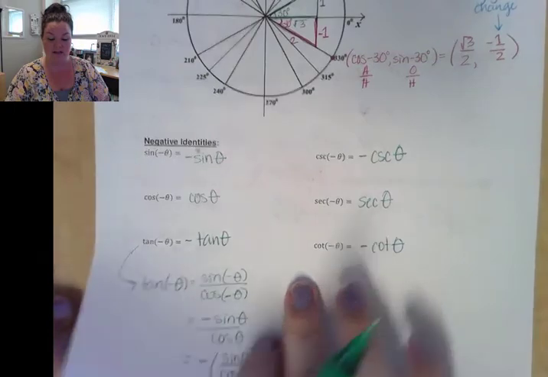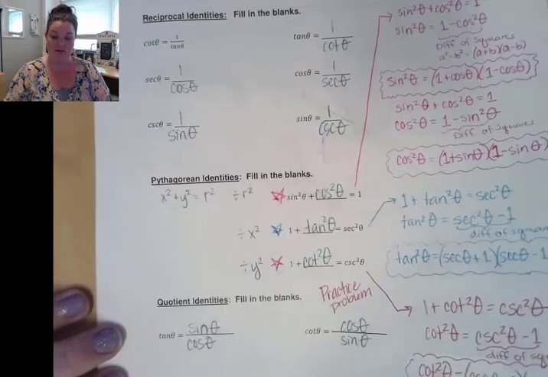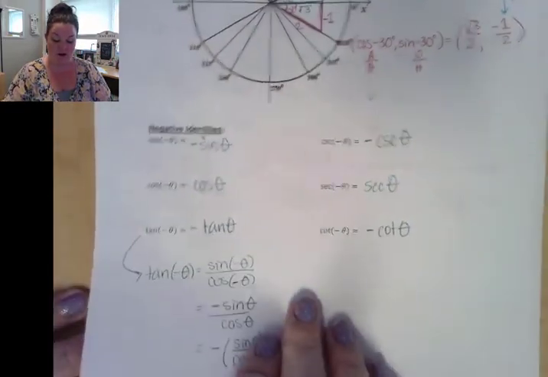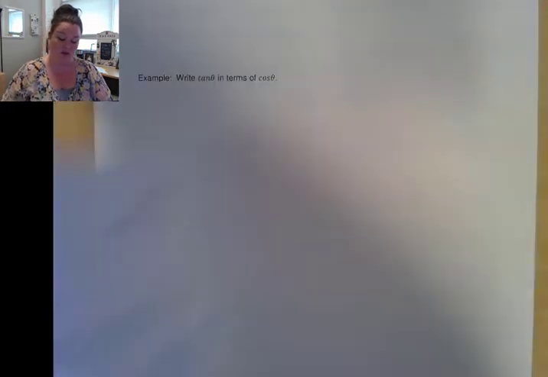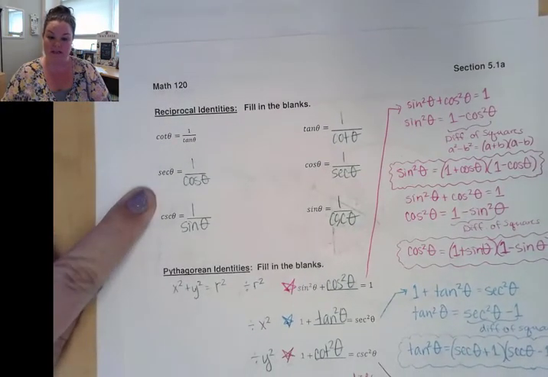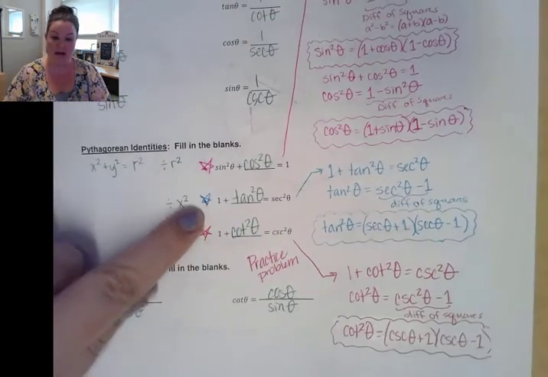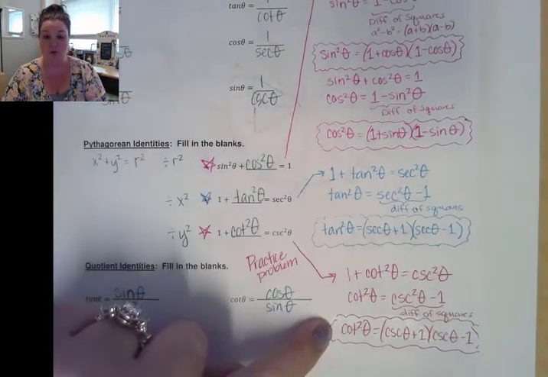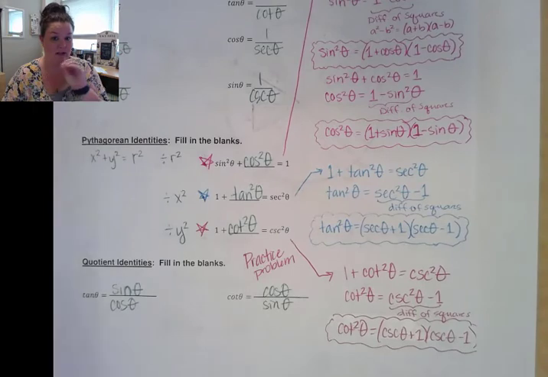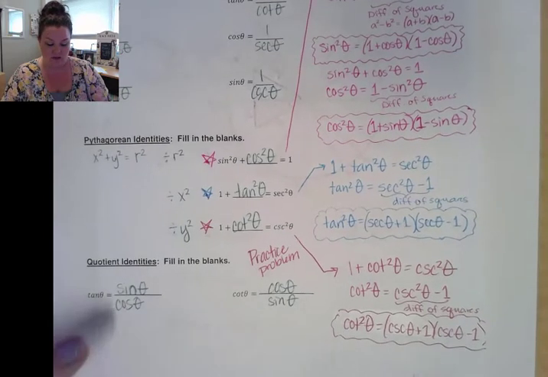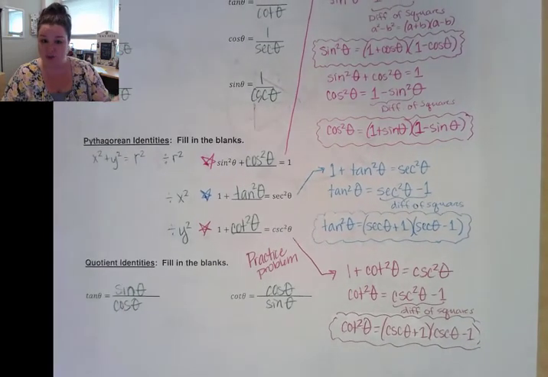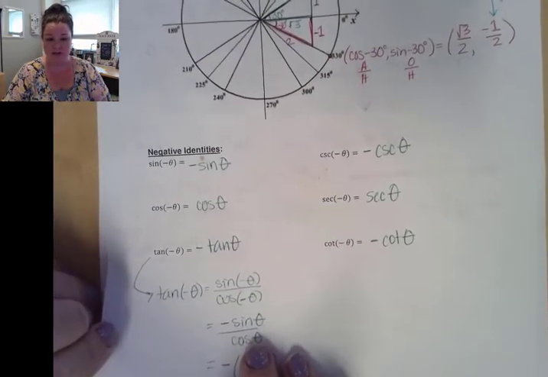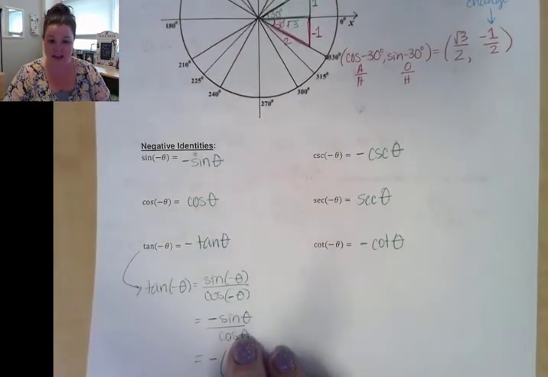Okay, so these are more identities that we're going to need to know. So basically this whole front and back, first and second page are all the identities we need to know. We need to know the reciprocal identities. We need to know the Pythagorean identities and be able to find the additional 4 from solving for individual pieces of it. We need to know the quotient identities, which you should already know, right? And now, really the only super new thing is our negative angle identities, okay?